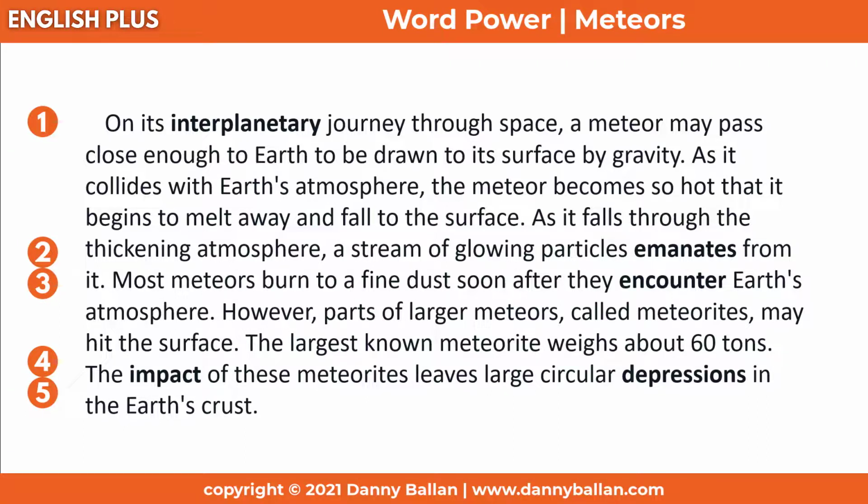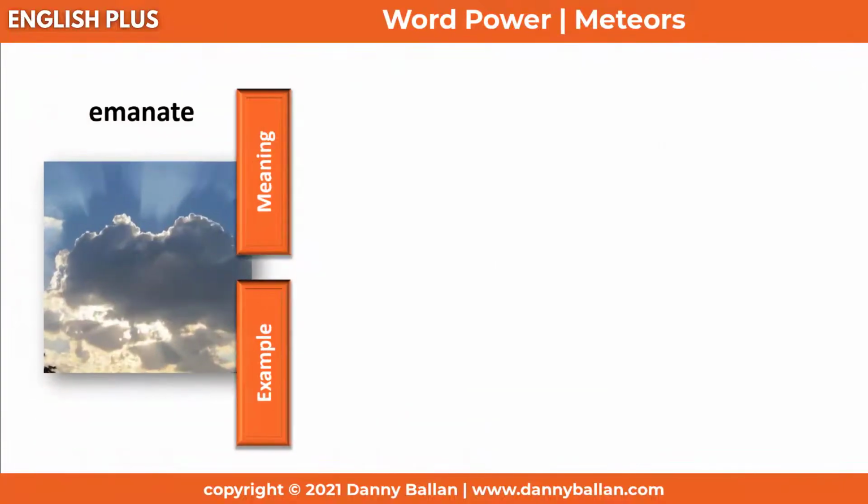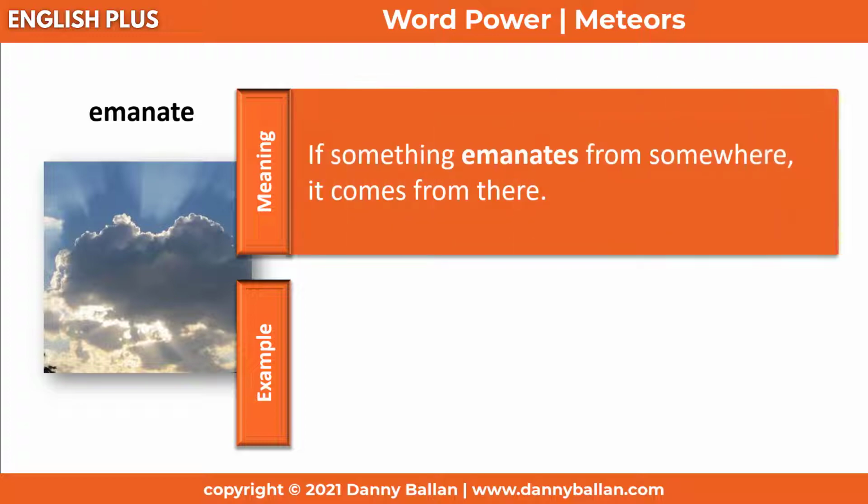Emanate. Now let's take a look at how we used it in the text. We said, as it falls through the thickening atmosphere, a stream of glowing particles emanates from it. We're still talking about meteors, of course. What does that mean? The glowing particles emanate from the meteor. So, if something emanates from somewhere, it comes from there. And it's usually kind of glowing, but it doesn't have to be.